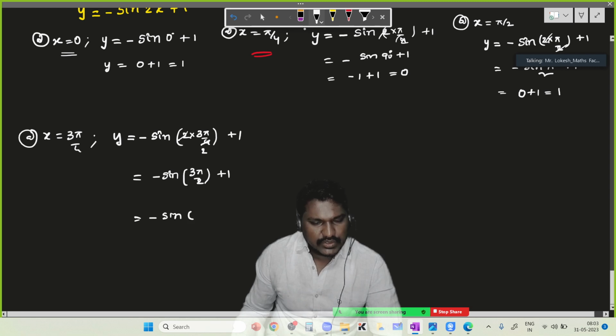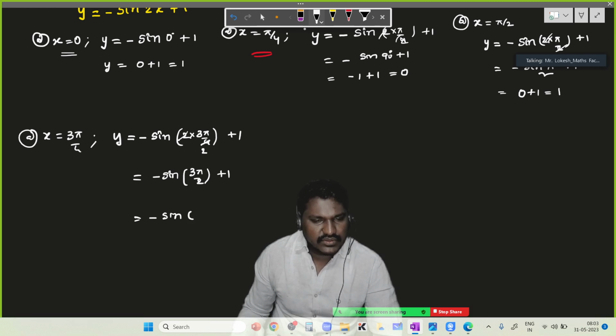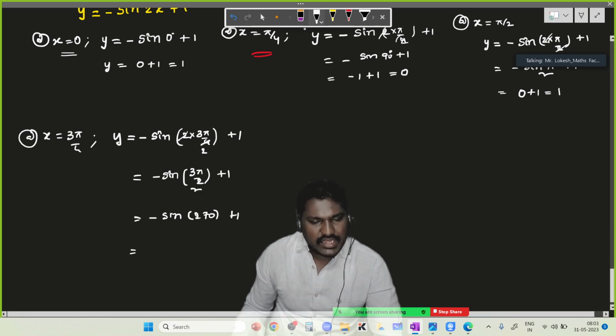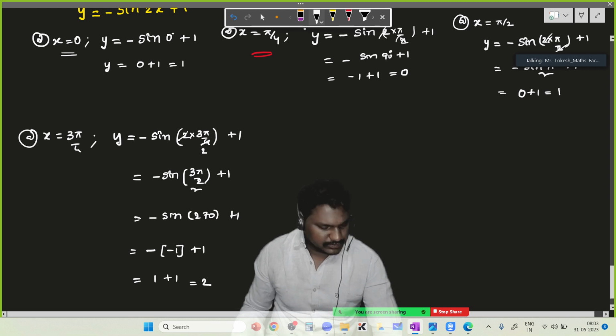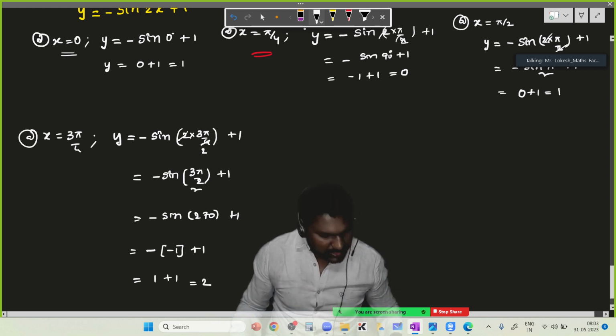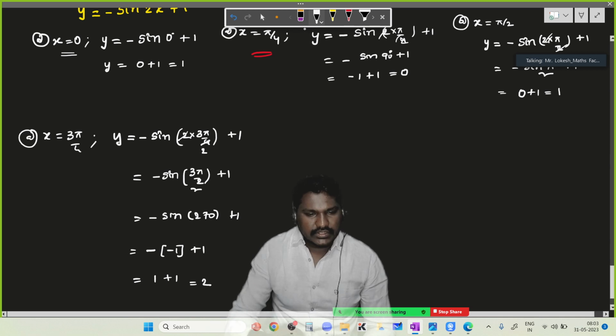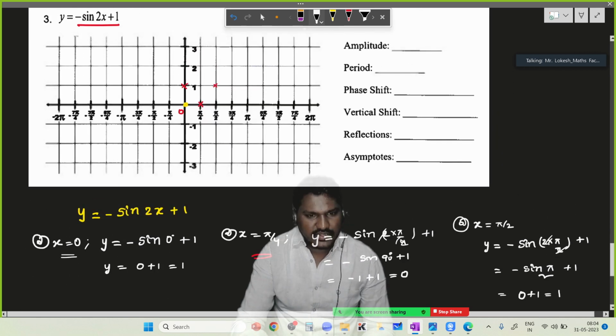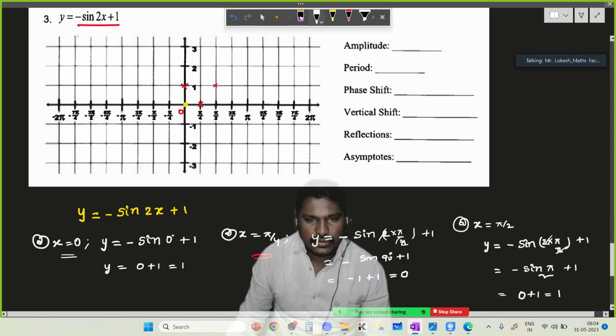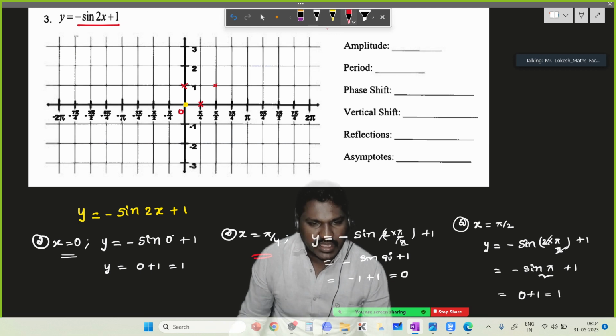3 times pi by 2. Pi by 2 is 90. So if you substitute the value of pi as 180, the value inside will become 270 plus 1. And the value of sine 270 is minus 1. So minus of minus 1, negative of negative 1 plus 1. That means 1 plus 1 will become 2. So the graph will extend up to 2 at 3 by 4. So at 3 pi by 4, the graph will increase up to 2 here.